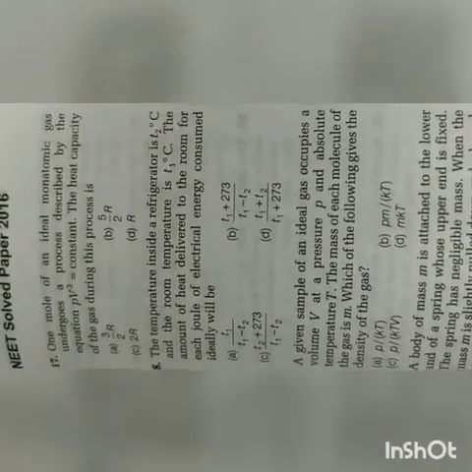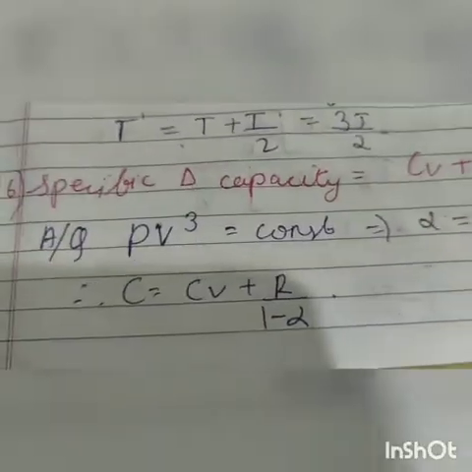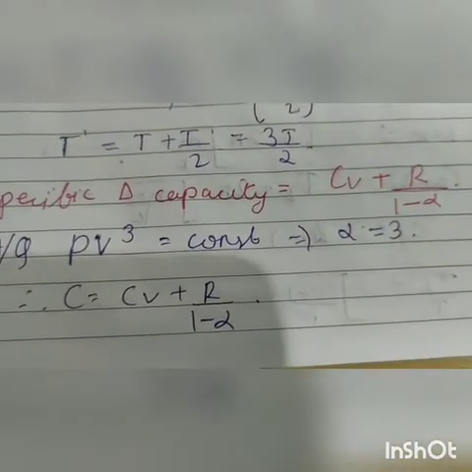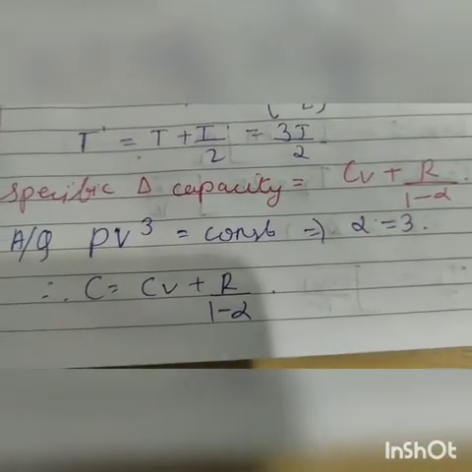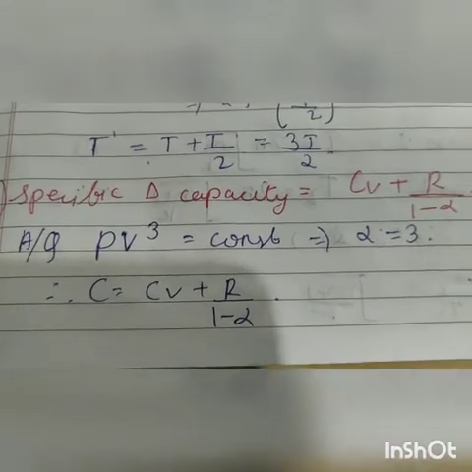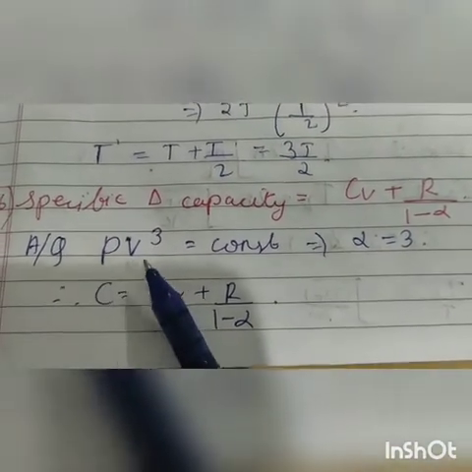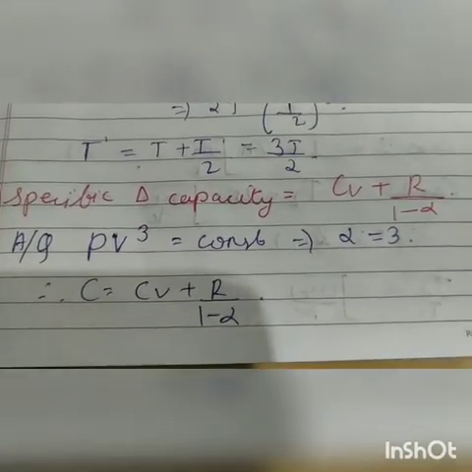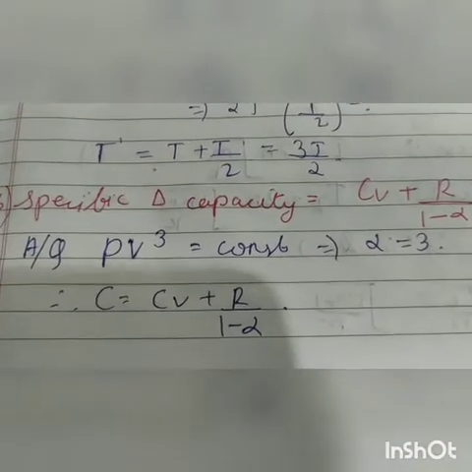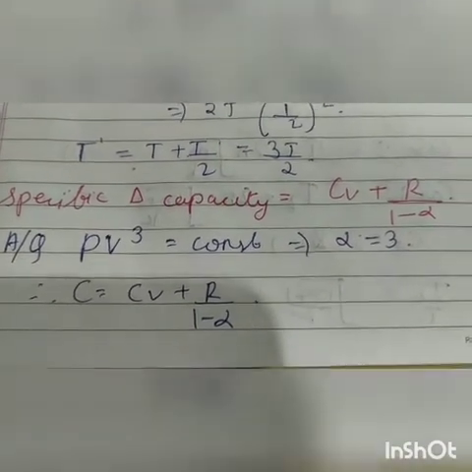Now question number 17. 1 mole of an ideal monoatomic gas undergoes a process described by the equation PV cube is equal to constant. The heat capacity of the gas during this process is. So as we know, specific heat capacity is equal to CV plus R by 1 minus alpha. So here it is given in the question PV cube is equal to constant. So alpha is equal to 3.